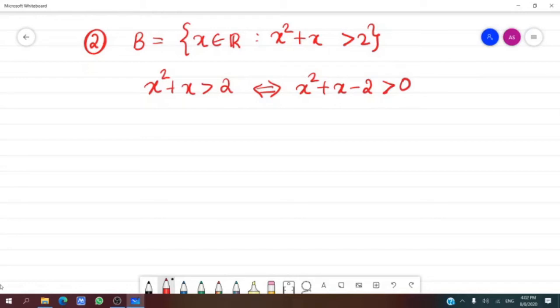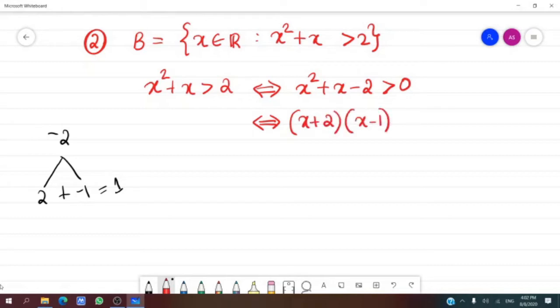Now this quadratic polynomial can be factorized. Minus 2 can be splitted in such a way that the sum of the numbers is positive 1, the coefficient of x. Then we can split it as positive 2 and negative 1. So this quadratic polynomial can be factorized as x plus 2 into x minus 1. So x square plus x minus 2 greater than 0 if and only if x plus 2 into x minus 1 greater than 0. Now we have the theorem.